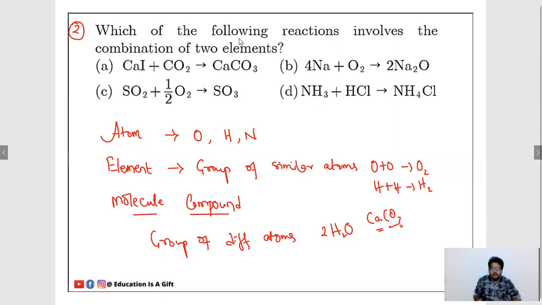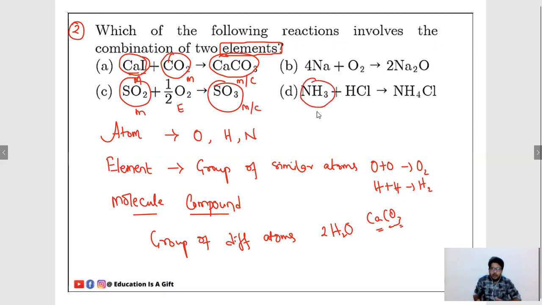Here what they give: which of the following reactions involves a combination of two elements, means elements only should participate. If you observe here, CaI, calcium and iodine, both are mixed, it is molecule. Carbon dioxide is molecule. Calcium carbonate, either molecule or compound. Here SO2, sulfur dioxide, two different atoms, molecule. And here, of course, this is element. So SO3, molecule or compound we can call. If you observe this one, ammonia is molecule, HCl is molecule, NH4Cl, ammonium chloride is molecule, compound.